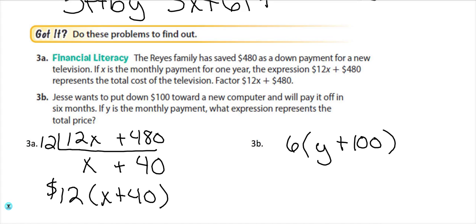Oh, wait. That's not right. Hold on. Okay, it should be 6y plus 100. Sorry. Just 6y plus 100. He's doing 6 payments and then plus $100. My bad. I thought he was saying something else. Okay, so just 6y plus 100 is all you gotta do for that one. So 6 times the number of payments and then plus the $100. That represents the total price.